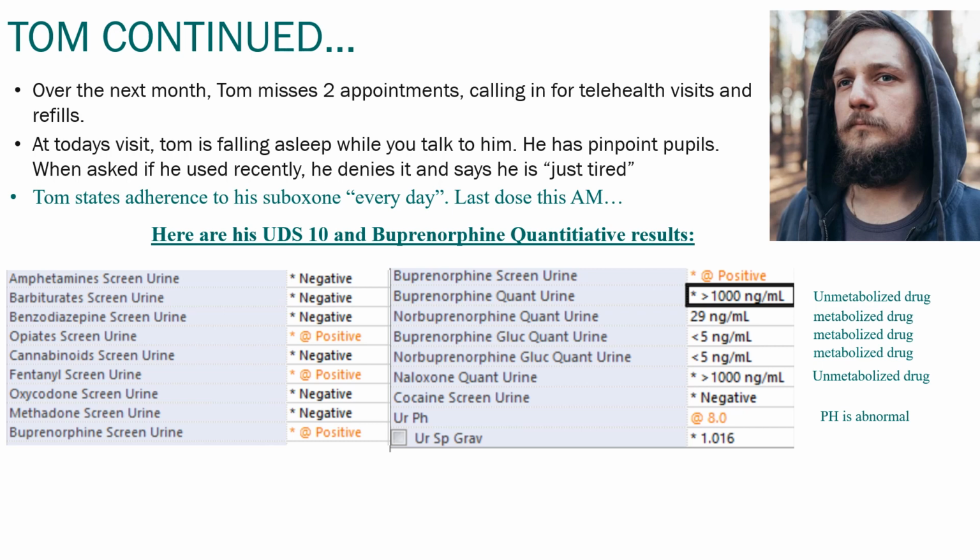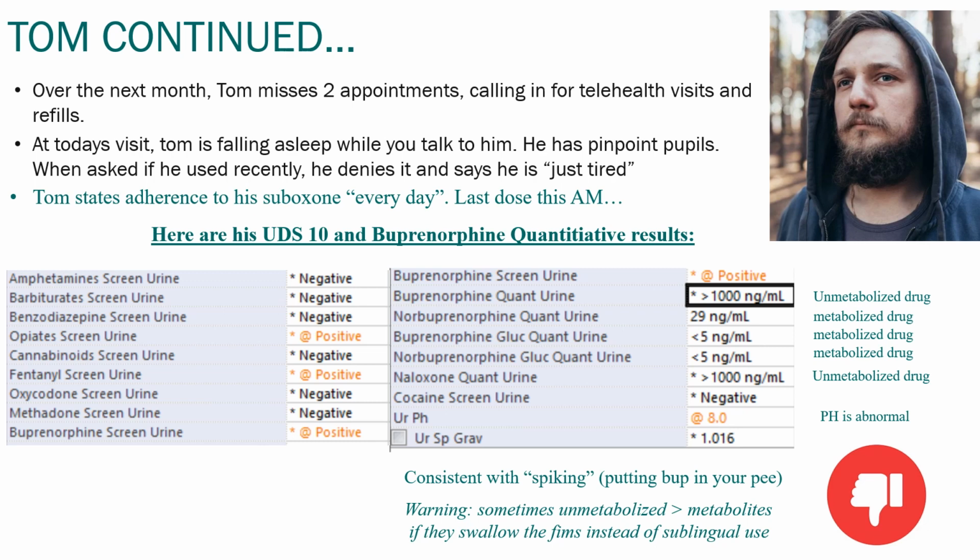Remember, what you're looking for when you're looking at quantitative buprenorphine results is you want to see the metabolites greater than the unmetabolized drug. And in this case, we see that there is way more unmetabolized drug in this urine sample. We also see that the pH of the urine is slightly off. So what's up? This is consistent with spiking.